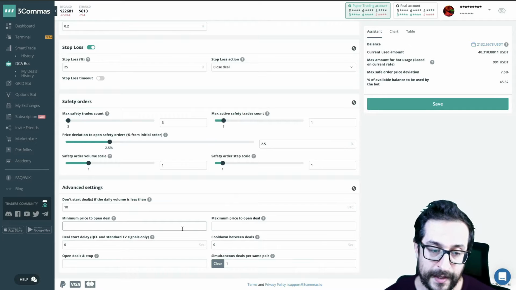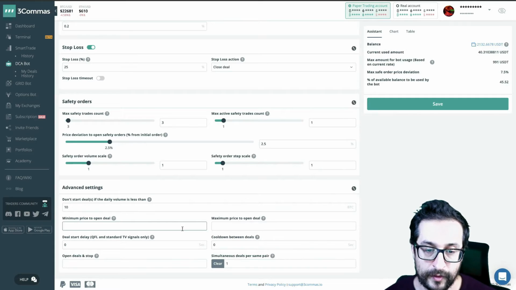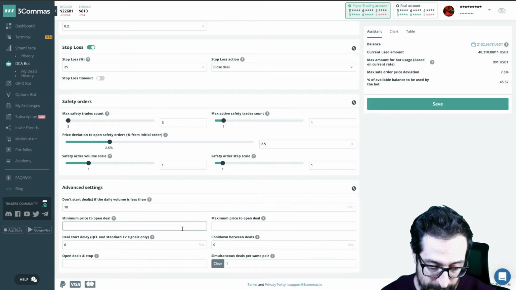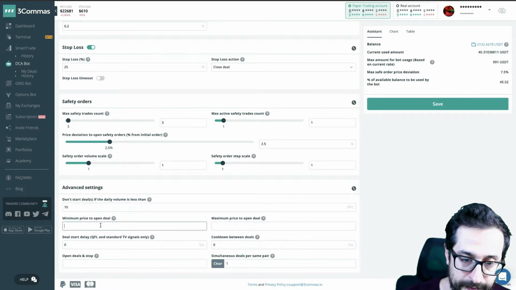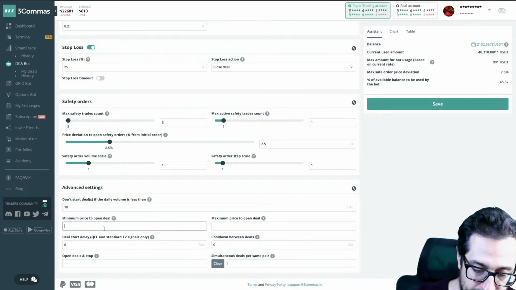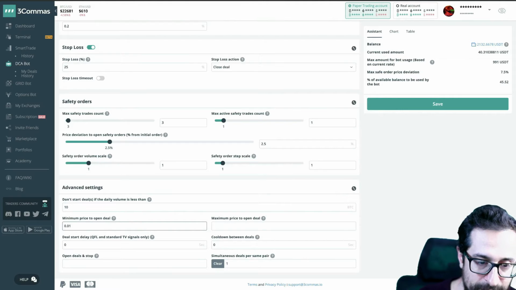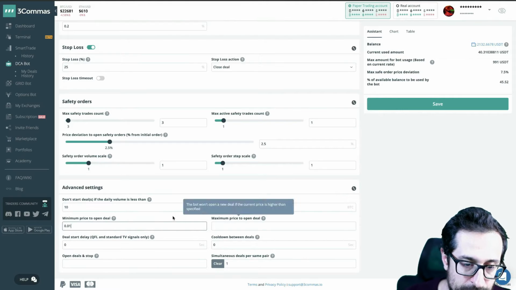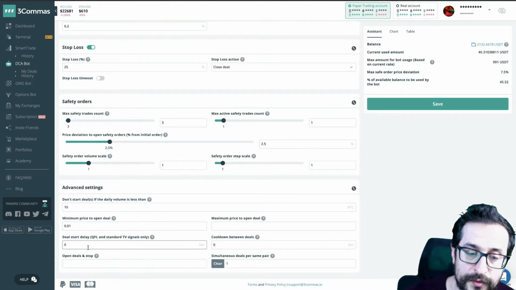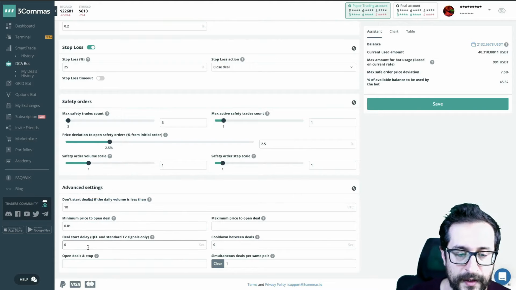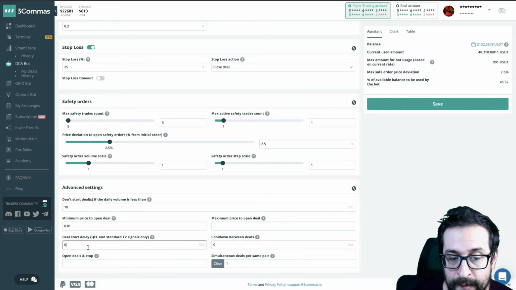So for the people that have experienced this, or if you really want to stay away from them, I suggest that you use the minimum price to open deal. And this is again in BTC, so you will have to set up something like this. It should be able to filter out those too cheap, too low priced coins, and help avoid things going too crazy.